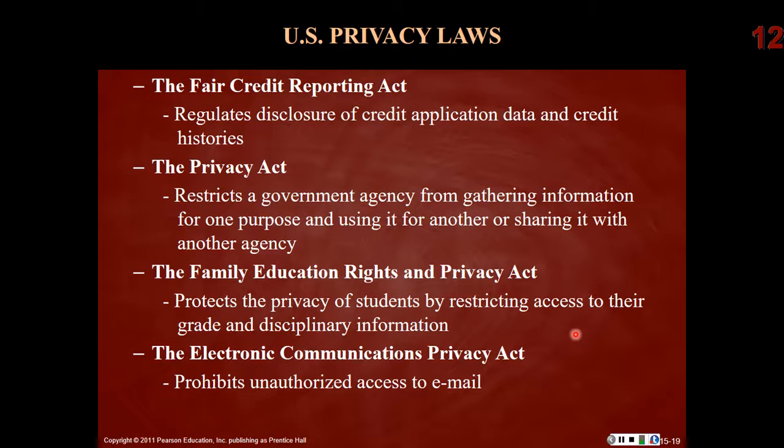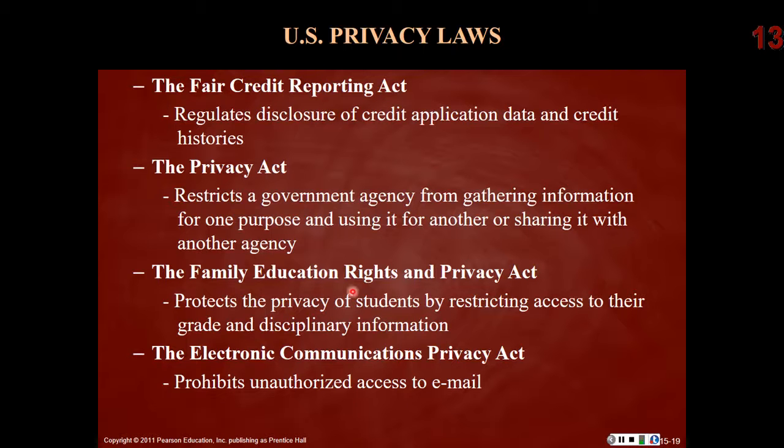Now, in response to all those privacy issues, online and offline, created by information technology, a number of privacy laws have been passed. For example, there is the so-called Fair Credit Reporting Act, which regulates disclosure of credit application data and credit histories. Basically, this act says that you as an individual have the right to know your credit history, so I think you're eligible for at least one free credit report. The Privacy Act, applicable to government bodies, restricts a government agency from gathering information for one purpose and using it for another or sharing it with another agency.